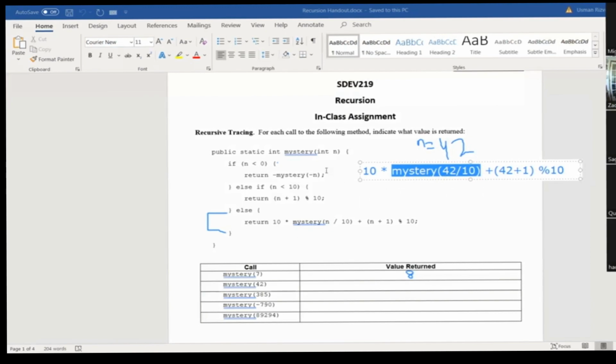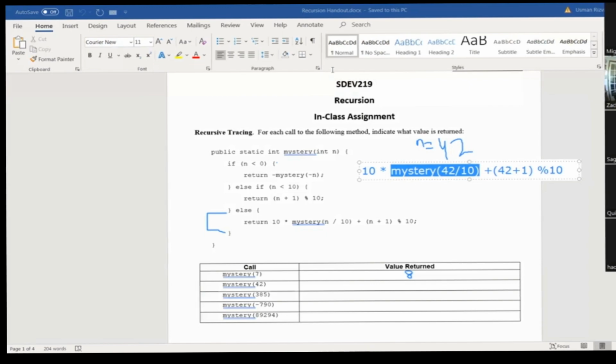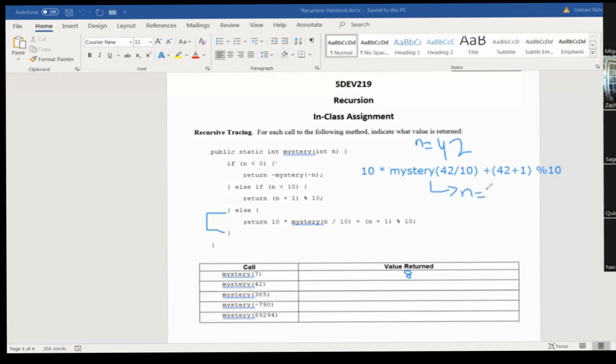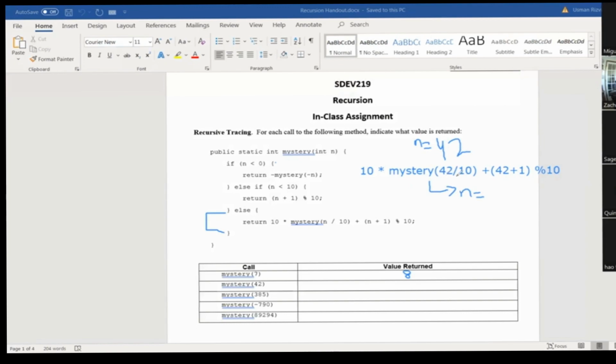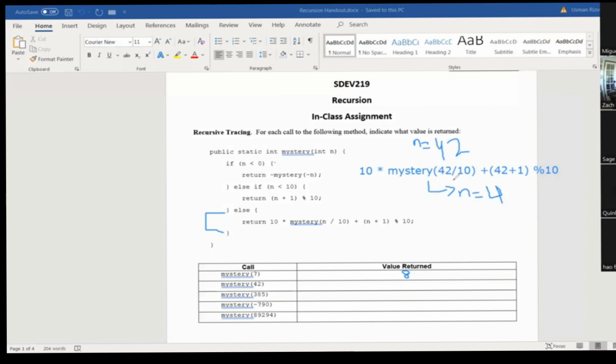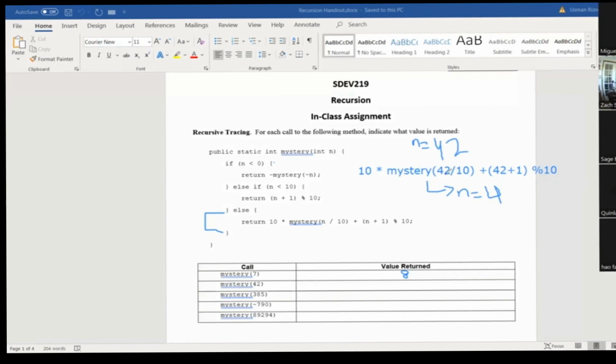And we're going to call the same function again. So what's the new value of n when this function is called? n equals 4. So 42 divided by 10 is 4 because we take integer division. We don't take 4.2, it's just 4. If it was a double, it'd be 4.2, but it's an integer, so we take integer division, which is just 4.